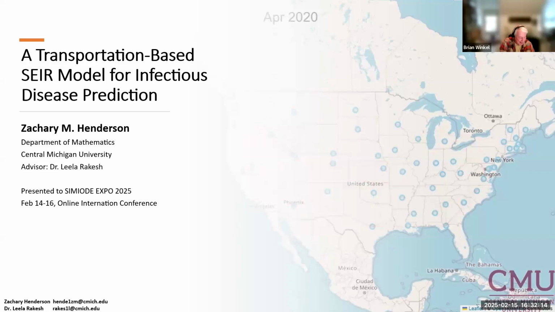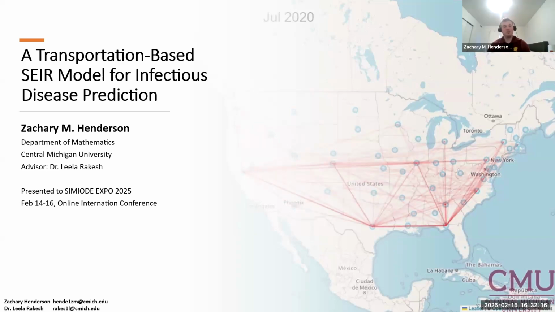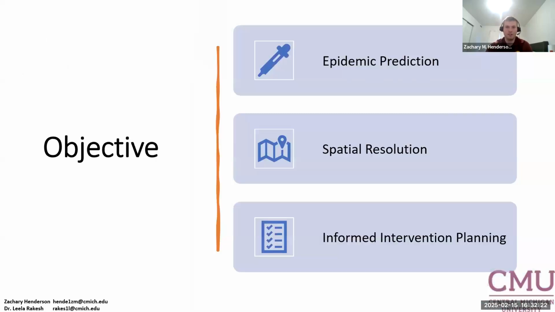Okay, sweet. Yeah, so what we'll be looking at is a transportation-based SEIR model for infectious disease prediction. There were some previous talks on different compartmental models. We're going to use a similar idea, except what we're really looking for is the network part of it.